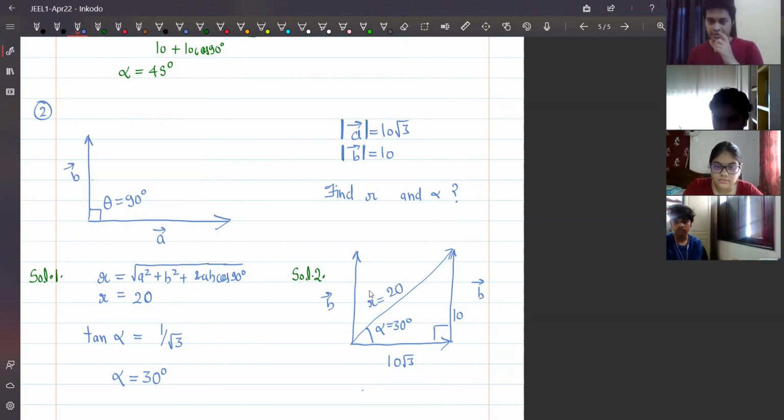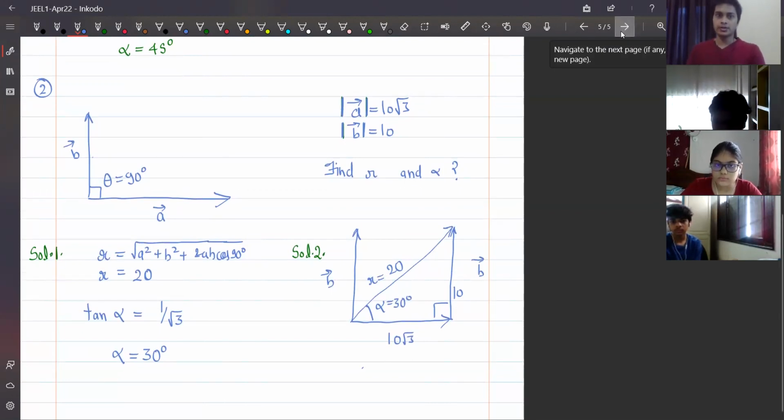Once you have practiced this enough, if you're smart enough, you can do this directly, and that's good. But even if you cannot do it directly, you can just practice it in your head. Try doing the calculation in your head. 10 by 10 root 3 is 1 by root 3. I know that the value of tan 30 is 1 by root 3. So alpha is directly 30 degrees.